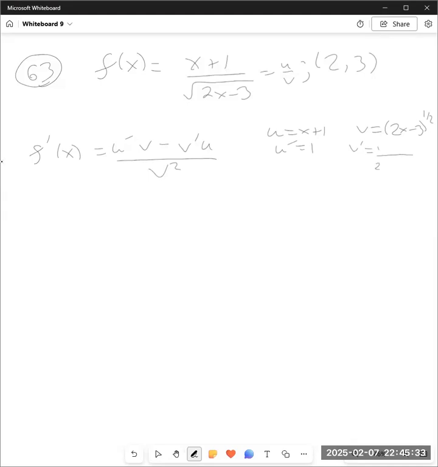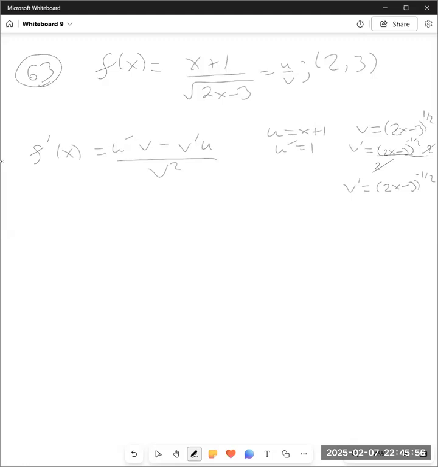1/2 (2x minus 3) to the negative 1/2 times the derivative of the inside, which is 2. This 2 and that 2 will cancel. So v prime is (2x minus 3) to the negative 1/2 power. I'll leave it in exponential form like that.